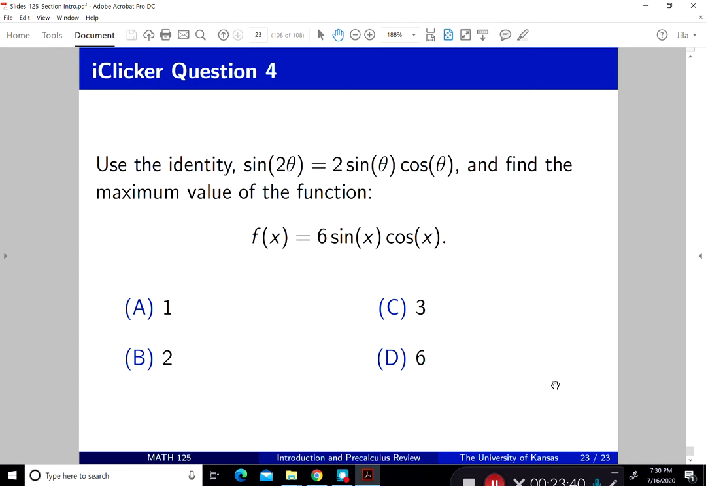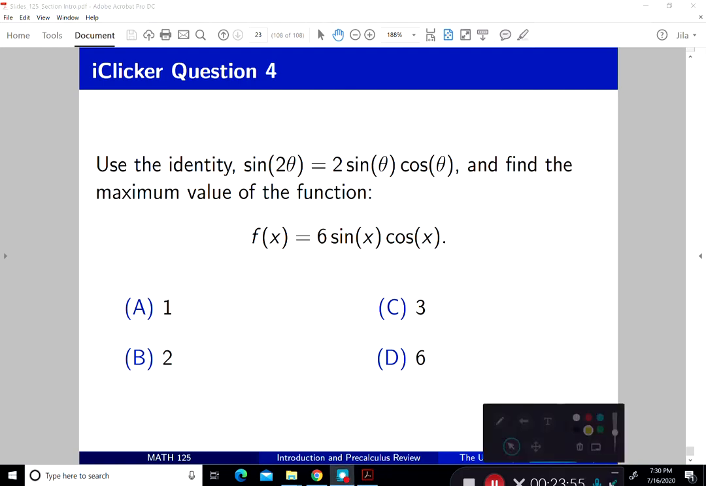Now, I click here, question 4. Use the identity sine of 2 theta equal to 2 sine theta cosine theta, and find the maximum value of the function, and the function is f of x equal to 6 sine of x cosine of x. Take a little break, solve this problem and come back.